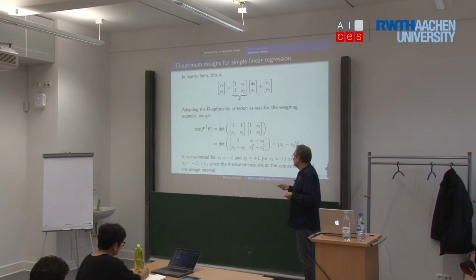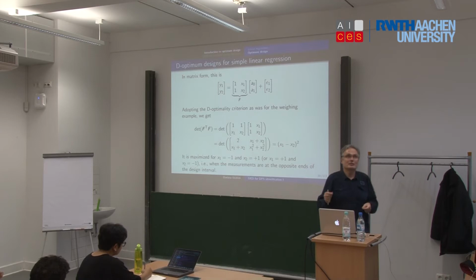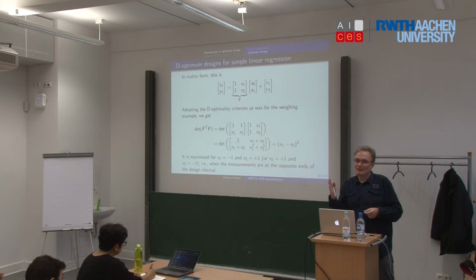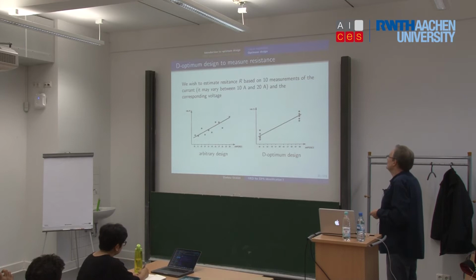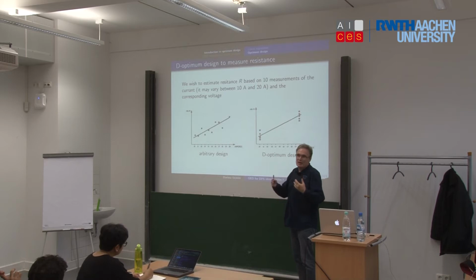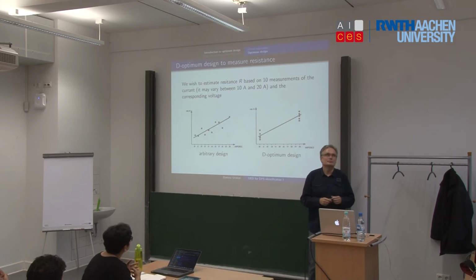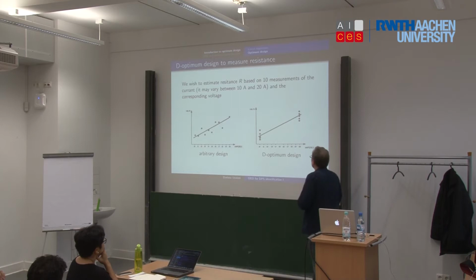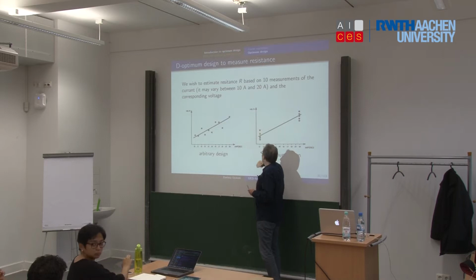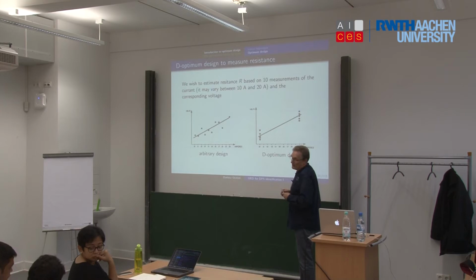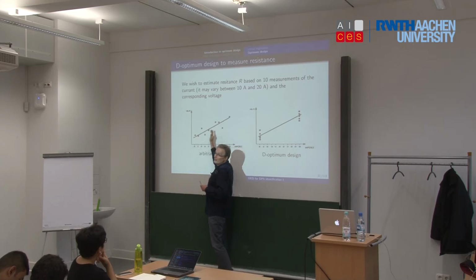So according to this methodology, it is not worth measuring somewhere in the middle of this interval, just at the extreme points of the design interval. If we were to take more measurements, the result would be the same. So if we were to take 10 measurements, the optimum design, the settings which maximize the determinant of the information matrix, would be that one half of the measurements should be taken at one extreme point, another half of the measurements should be taken at another point. For any other settings, the value of the determinant would be worse, and the accuracy would be worse.